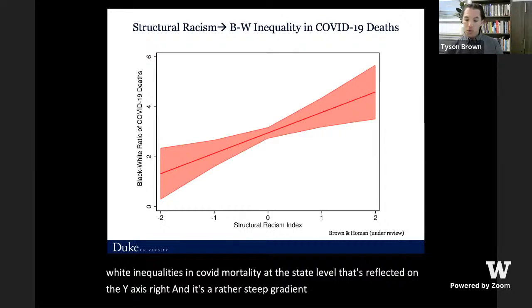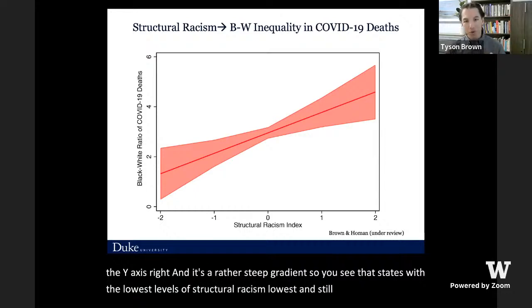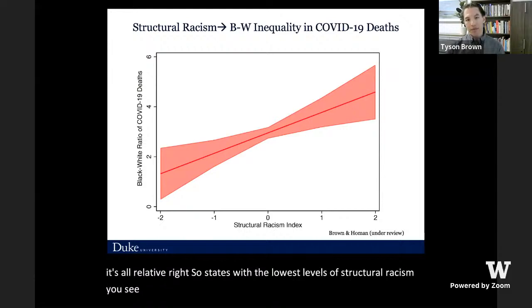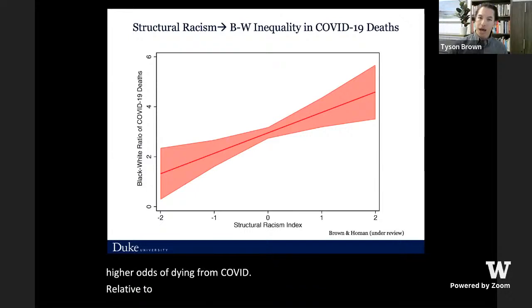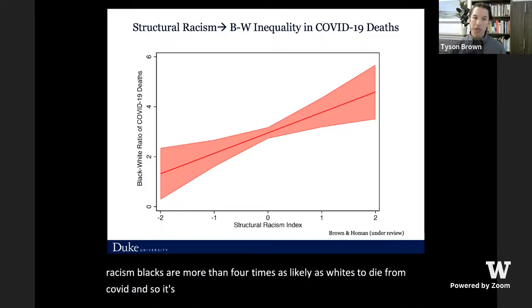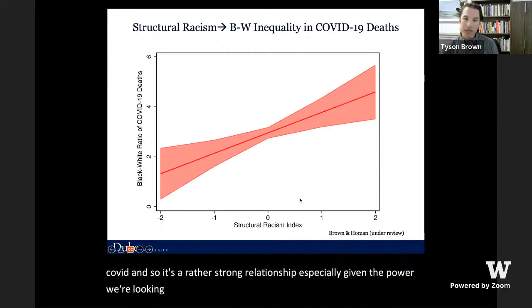So you see that states with the lowest levels of structural racism, it's still extremely high, but it's all relative, right? In states with the lowest levels of structural racism, Blacks have about 80% higher odds of dying from COVID relative to whites. Whereas in states with the highest levels of structural racism, Blacks are more than 4 times as likely as whites to die from COVID. And so it's a rather strong relationship, especially given the power when we're looking at less than 50 states here, but we're able to detect this, and it was in fact statistically significant.